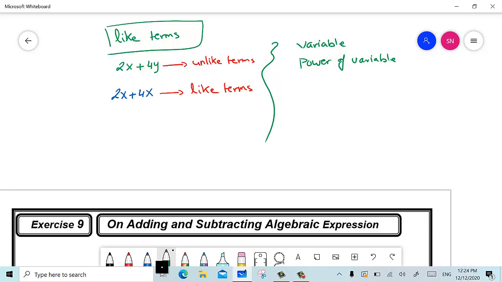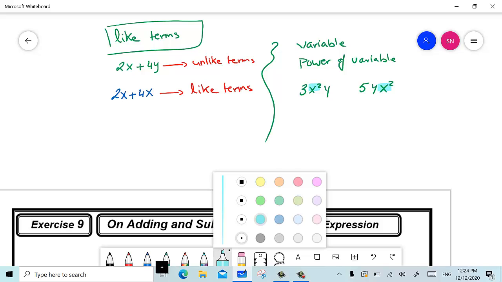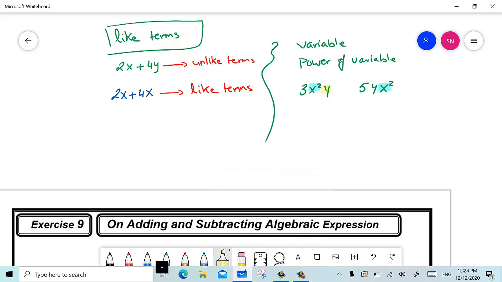So for example here, if I have 3x squared y and 5yx squared, let's look. I have a variable called x squared, and here also I have a variable called x squared. And also, I have here a variable called y, and I have a variable here called y. So, both of them are having the variable x, and x is to the power of 2, and both of them are having the variable y, and y is to the power of 1. So yes, those two terms are like terms.